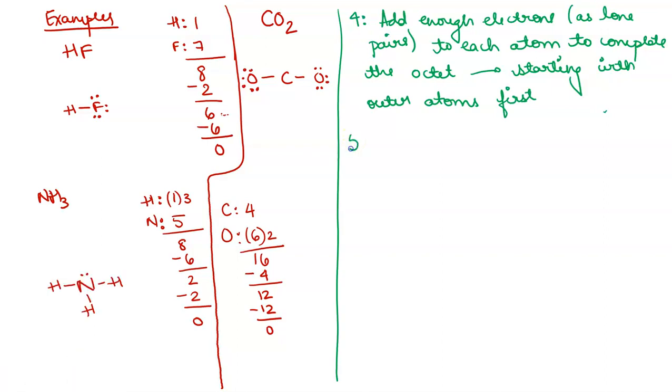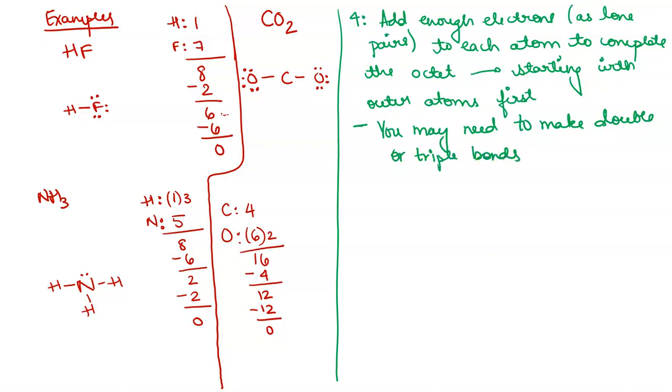Actually, I'll just put a little sub-step here under 4, because we're still completing octets. So step number 4, you may need to make double or triple bonds in order to complete the octet. Okay, so what are we going to do? Well, let's take 1 lone pair from this oxygen and let's move it on this side, in the middle between the carbon and the oxygen.